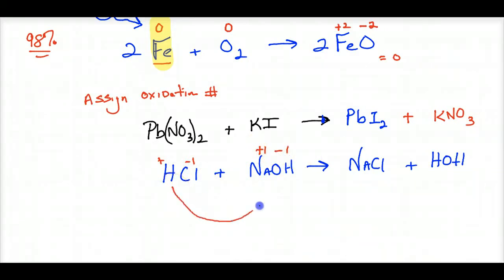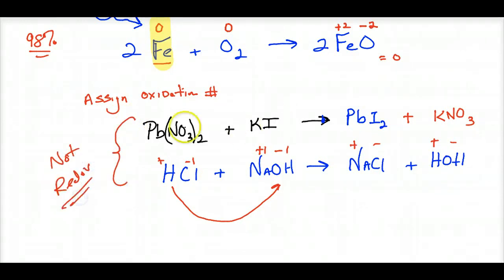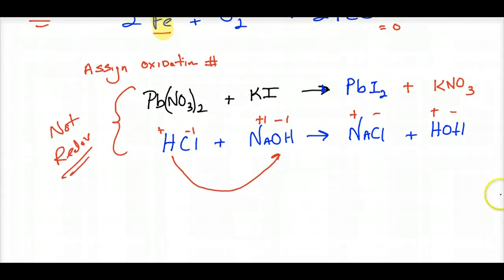This +1 hooked up with this -1, and they're still retaining their charges, and this positive hooks up with this negative. Nobody lost their charges. So these are not redox reactions, but they're easy to identify. Do you see any standalone elements? No, you don't. Here's a classic redox reaction called a single replacement.